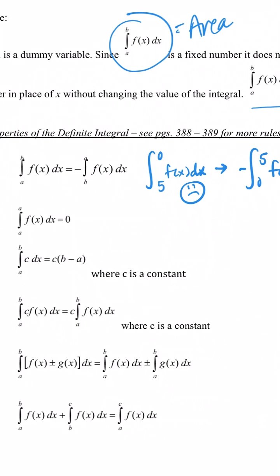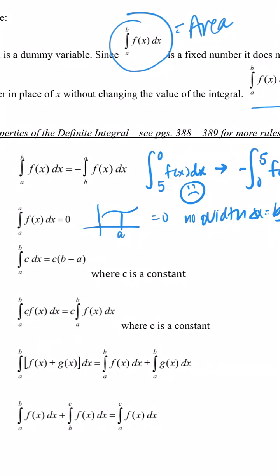Okay, next. This one is saying that the limits of integration, if I have some function, whatever it may be, and I'm going from a to a, well, remember, it's area under the curve. If I'm going from a to a, there's no area. This is 0. There is no width, right? There's no delta x.